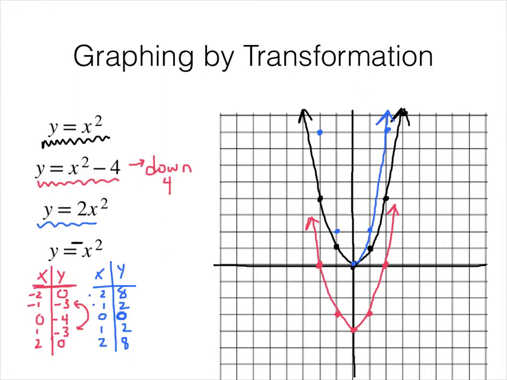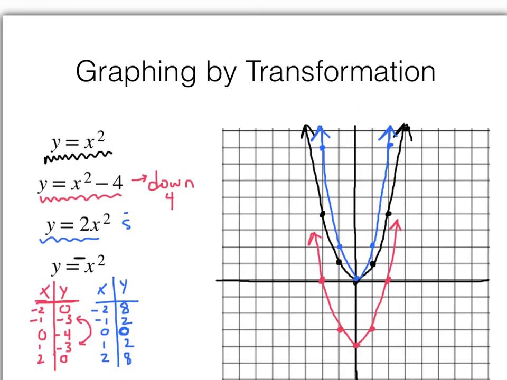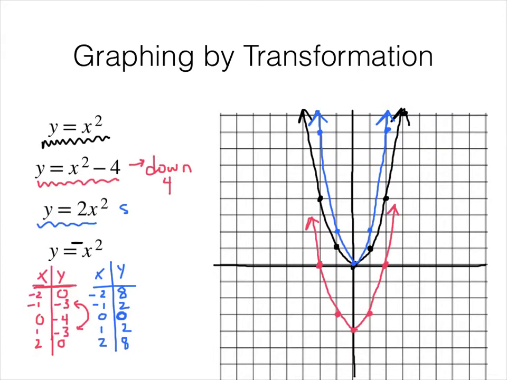It's skinnier. It's a skinnier parabola. So what happened is it's what's called a vertical stretch. It's a stretch. Oops, sorry guys. Stretch. So it doubles the y value. It stretches it out longer. It's called a vertical stretch.